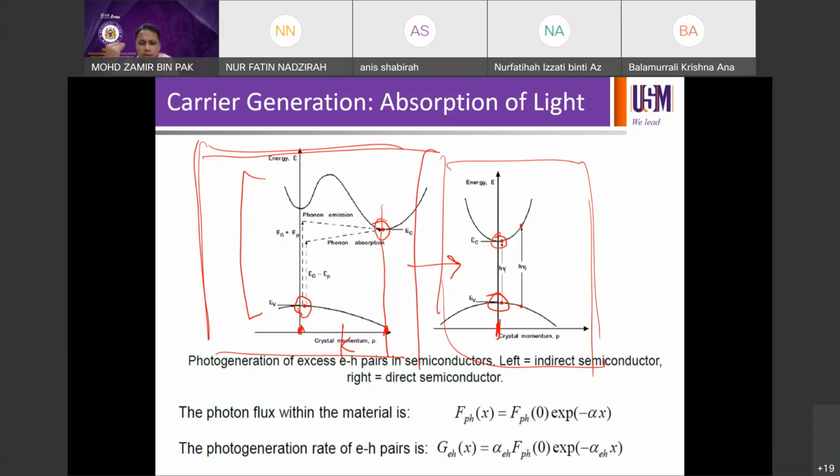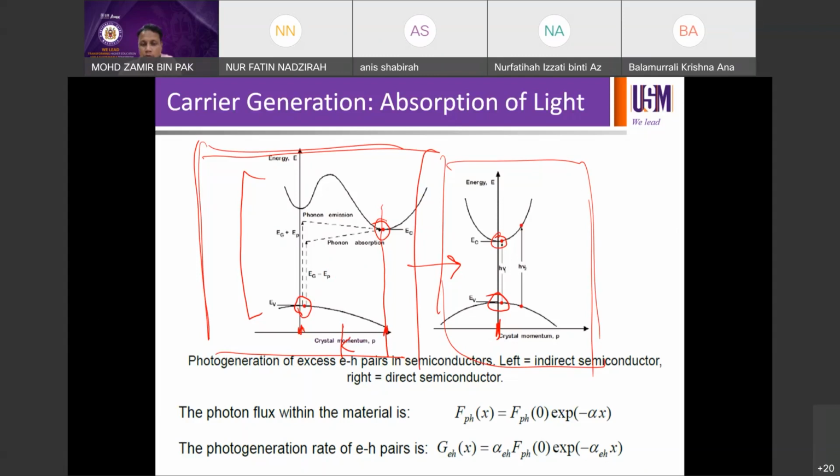So when you talk about absorption of light, to be able to absorb the light, the valence band electron needs to be excited into the conduction band, right? Needs to be excited into the conduction band. So that means you have to go up.